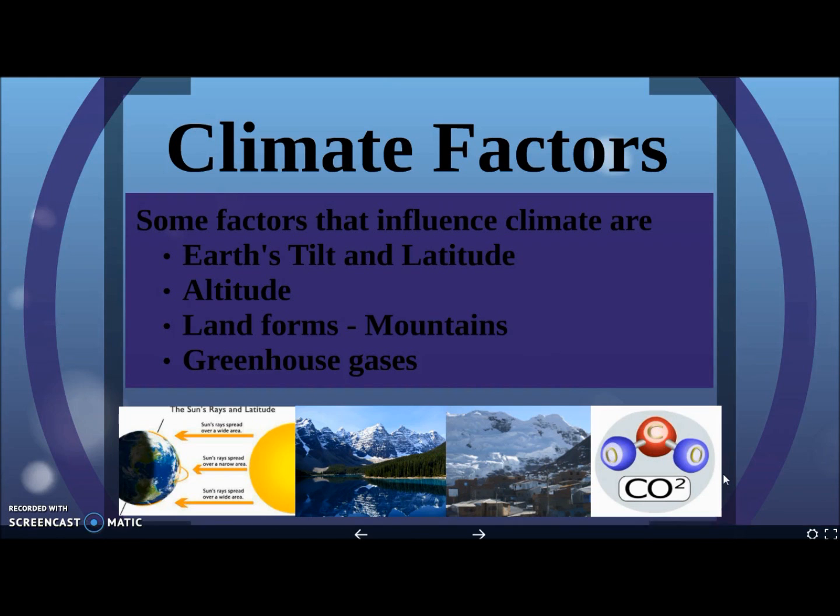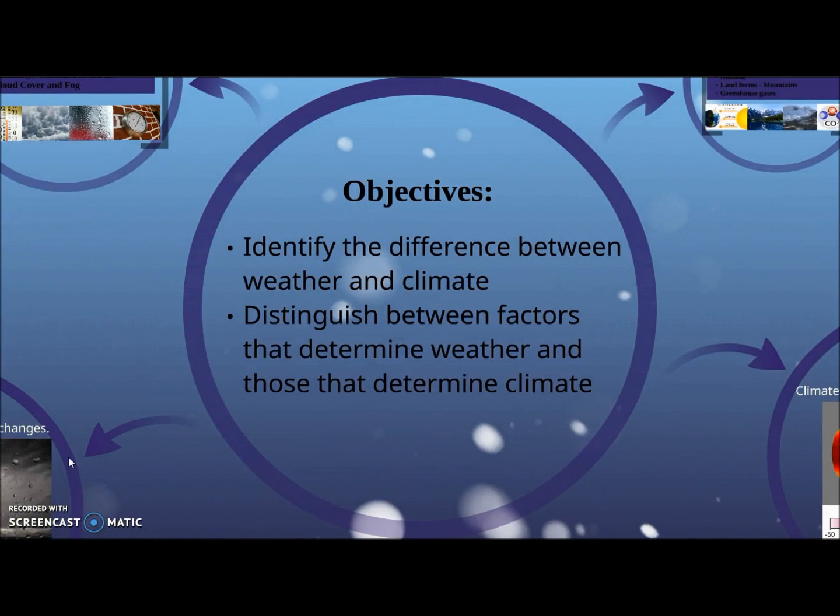So let's review. The difference between weather and climate is that weather is short-term changes in the atmosphere that you can see by looking out the window, and climate is the average weather over a long period of time. Climate is not observable, but we can measure the changes by monitoring patterns in the atmosphere.